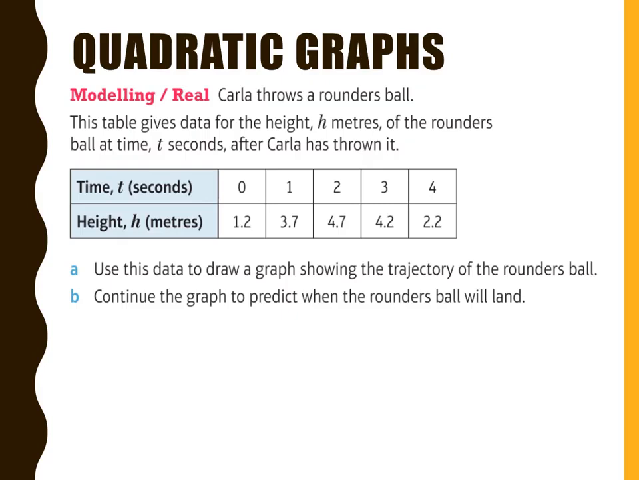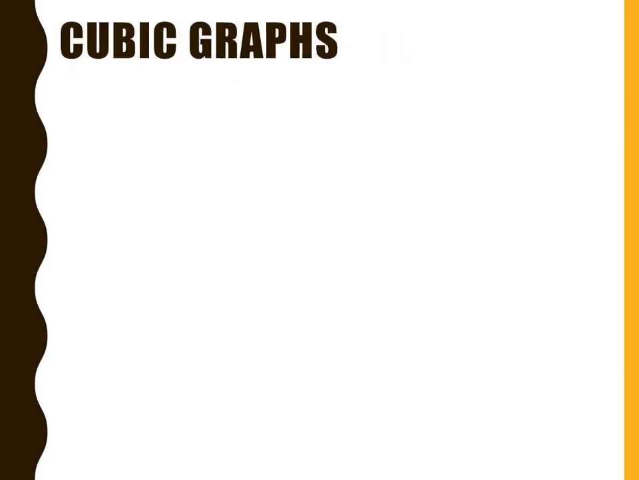I want you to do this on your own. Carla throws a rounders ball. This table gives data for the height of the rounders ball at time t seconds after Carla has thrown it. So this will be your x-axis and this will be your y-axis. And I'm sure you can draw that graph.